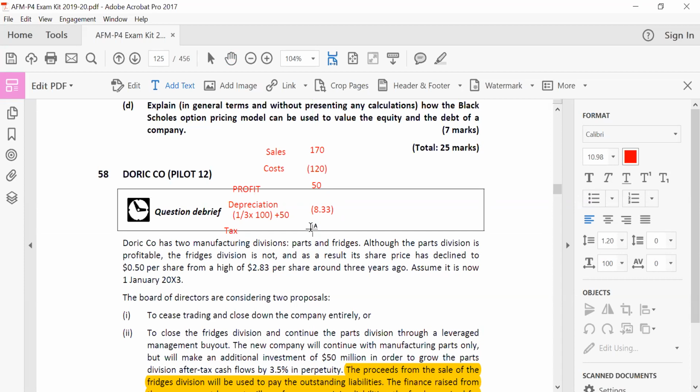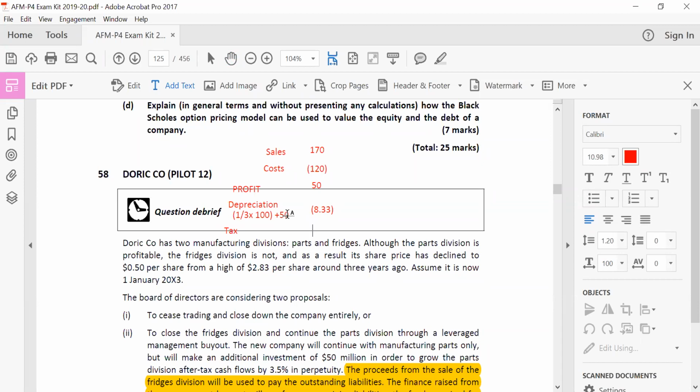It was 83.33, but 10% of that. You know, this 1/3 of the 100 is the portion of the assets, plus the additional investment of 50. So 1/3 of 100 will give you 33.33 plus 50, 83.33. And that's the total asset of the company. And they said you calculate depreciation at 10% on the non-current asset. So 10% on 83.33 will give you 8.33.